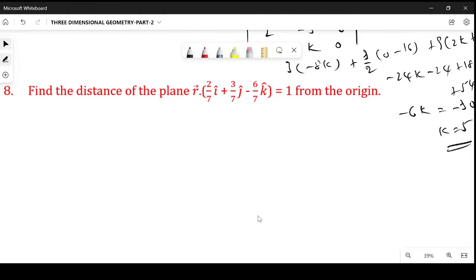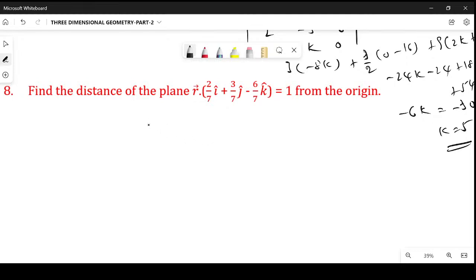Find the distance of the plane r bar dot equal to, from the origin. When they are asking the distance of the plane, we can easily find the distance. One method: if you make it r bar dot n cap is equal to d, using that we can do it. Otherwise, convert into Cartesian form. I gave a method in one of the problems to find the distance from the origin to the given plane. That also you can use. Any one of the methods you can use.